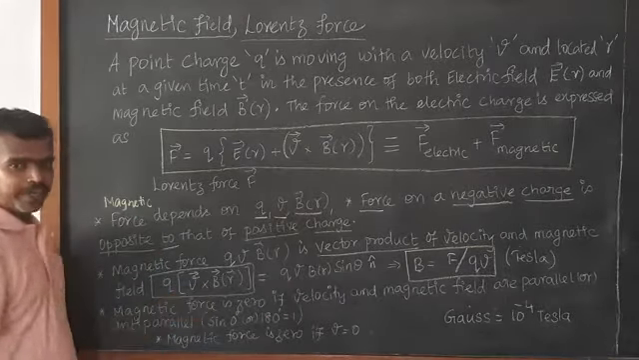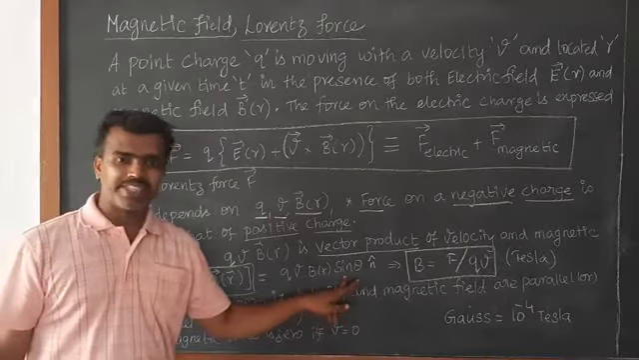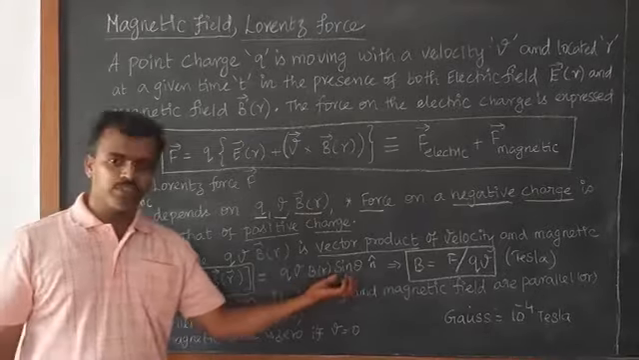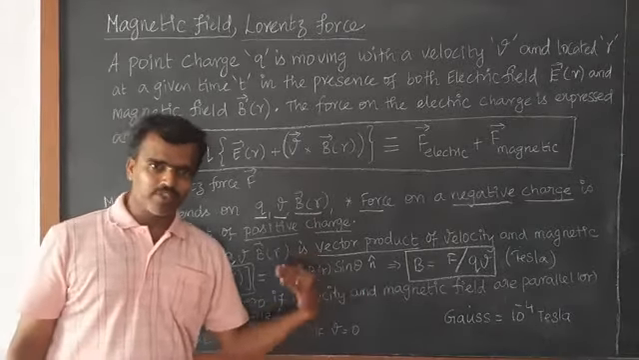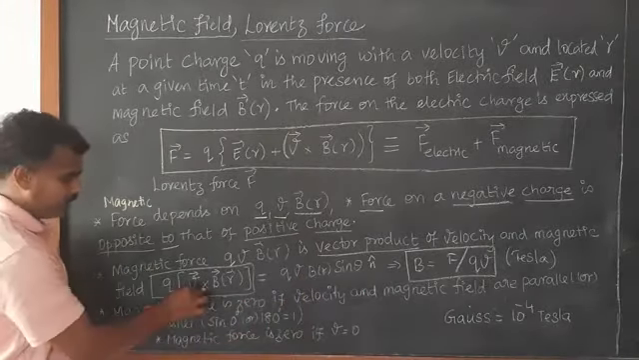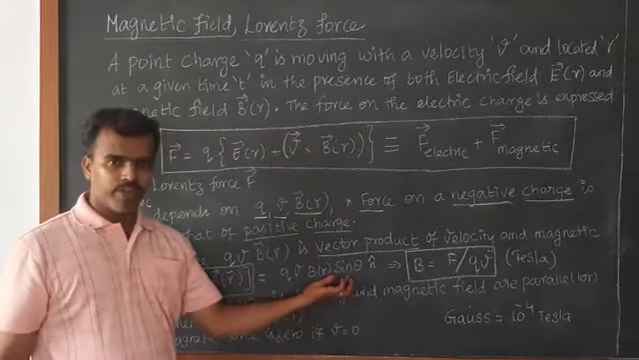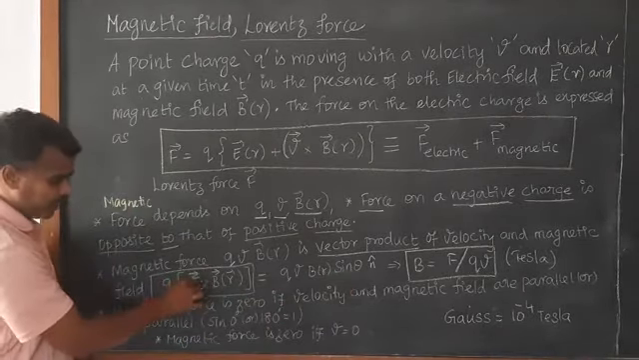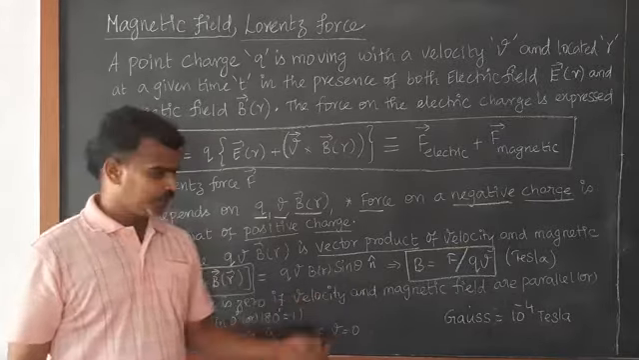Whenever a cross product comes, we need to use sin theta. If we have a dot product, at that time we are going to use cos theta. This is a general rule in physics, right? For a vector product, cross product, we use sin theta. For the dot product, we should use cos theta, right?